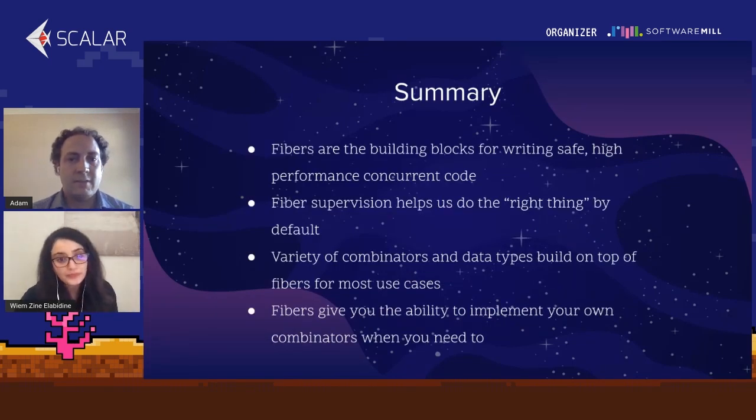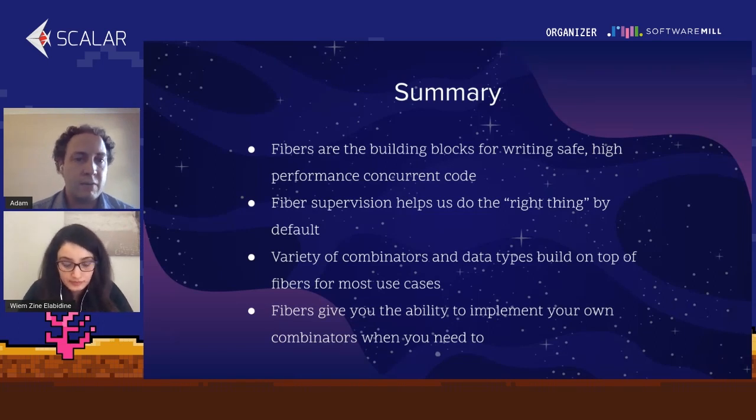So to summarize, fibers are the building blocks for writing concurrent and asynchronous code in ZIO, as well as in other functional effect systems in Scala, and in many other programming languages. And fiber supervision is something that, when we do need to use fibers, helps us do the right thing by default, instead of needing to do more legwork and use more combinators to make sure we get the right behavior most of the time.